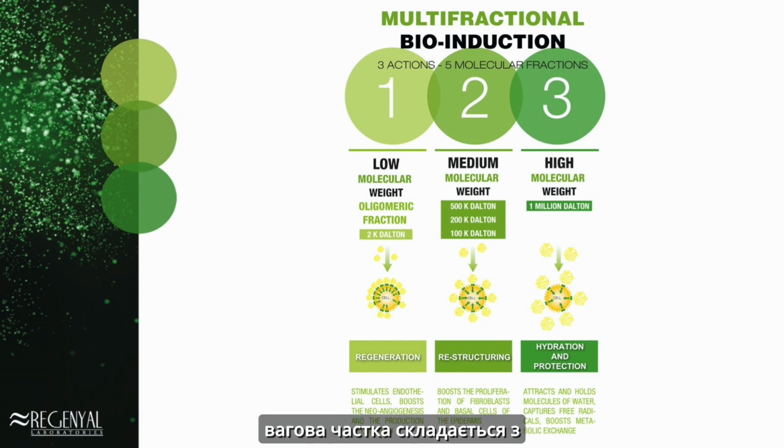The medium molecular weight fraction is made up of 500,000 Dalton, 200,000 Dalton, and 100,000 Dalton. Now, this fraction mainly has a restructuring action by stimulating fibroblast proliferation. The lowest molecular weight fraction is the 2,000 Dalton oligomeric fraction, which mainly has an endothelial cell stimulating action and is the one that produces neoangiogenesis.